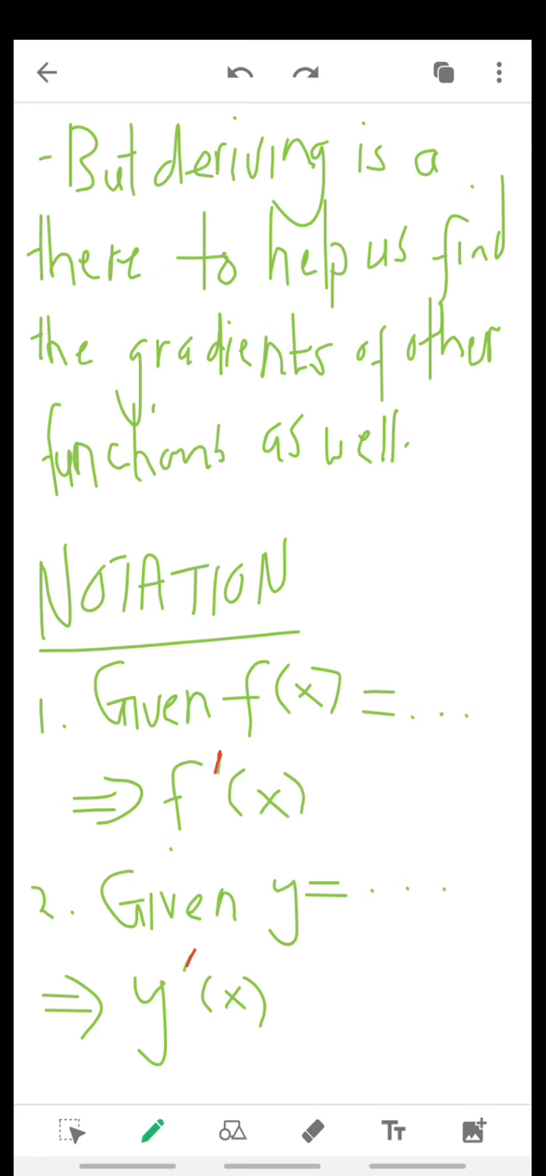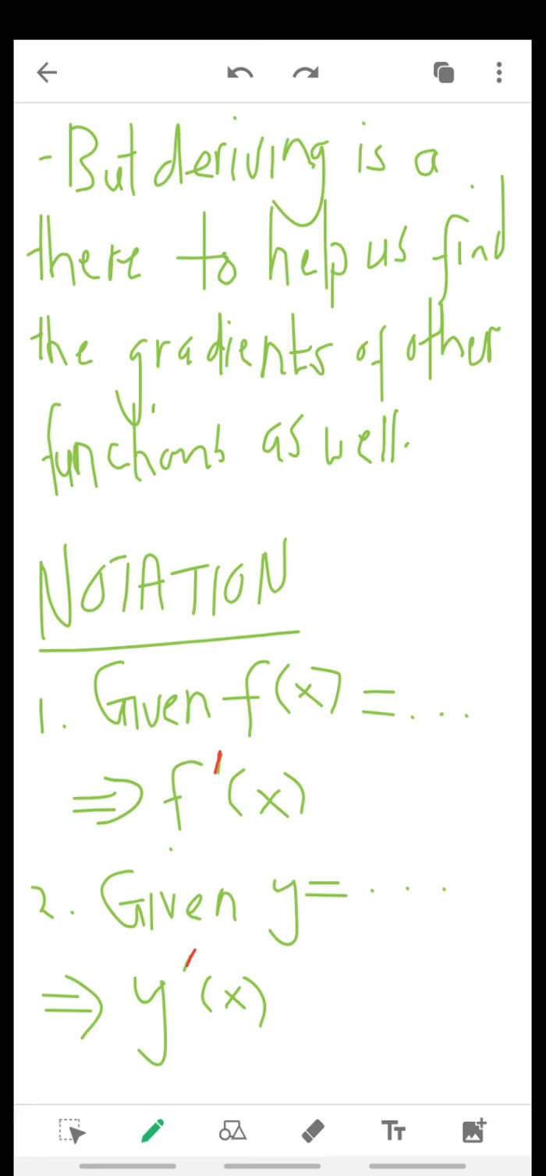Number 1: let's say I'm given a function f of x, as we would normally give you in functions, and then I say to you, find f prime of x. The apostrophe stands for prime, and f prime of x is what we call the derivative of f. So the first notation is written like that. Please note the difference between the given f of x and the f prime of x. When you write f prime of x, you are saying it's a derivative of f.